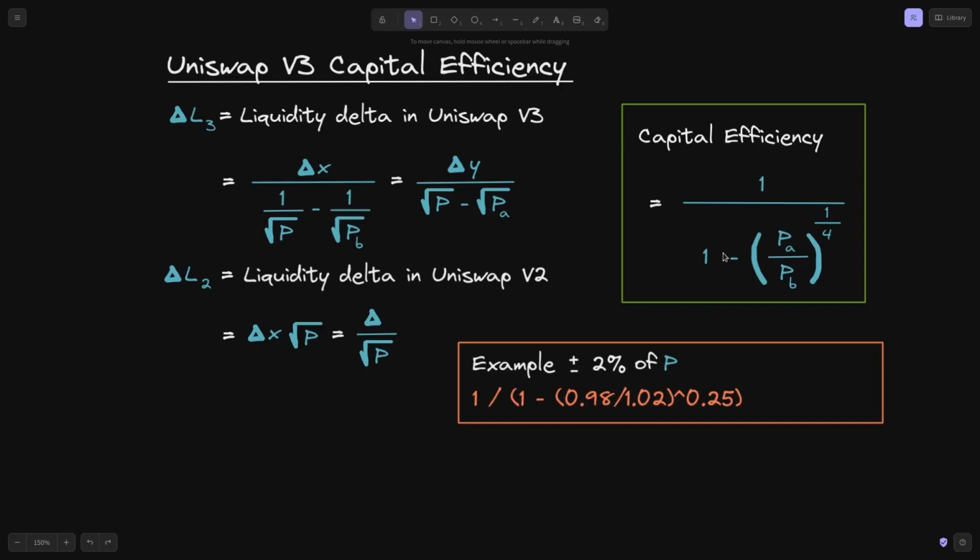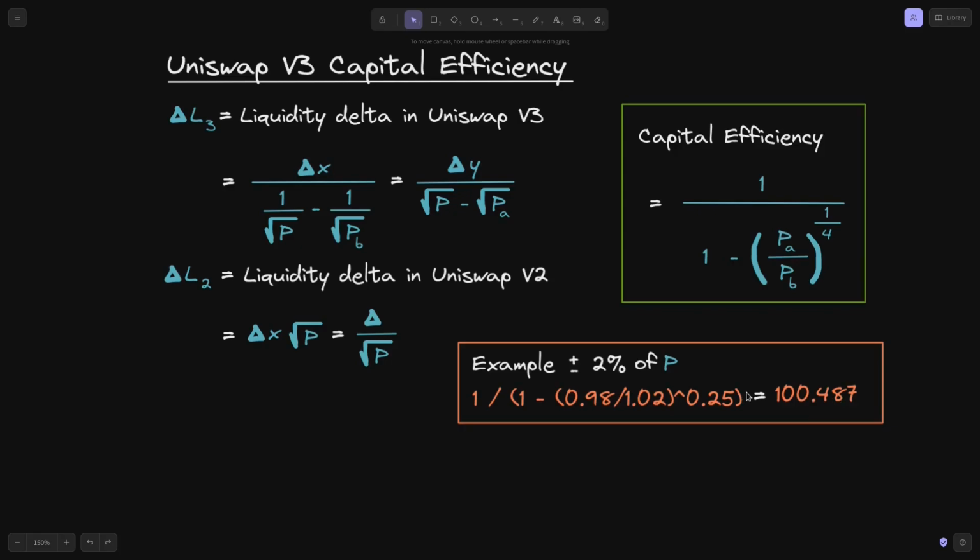Plugging numbers into this equation, we get that the capital efficiency of Uniswap V3 within the price range plus minus 2% of the current price will be 1 over 1 minus 0.98 divided by 1.02 raised to the power of 0.25. This is approximately equal to 100.487.